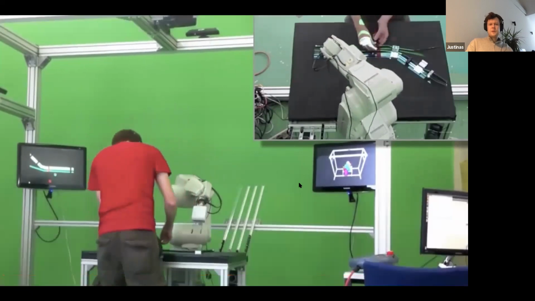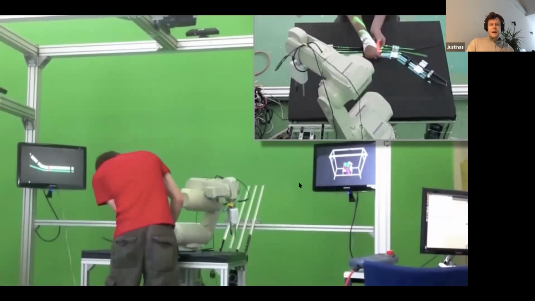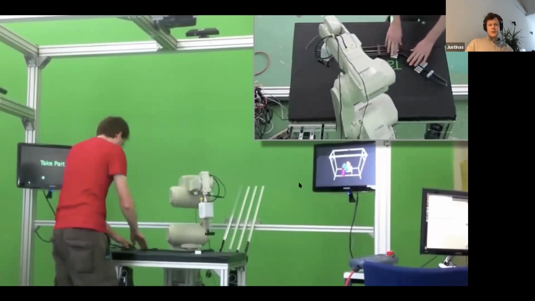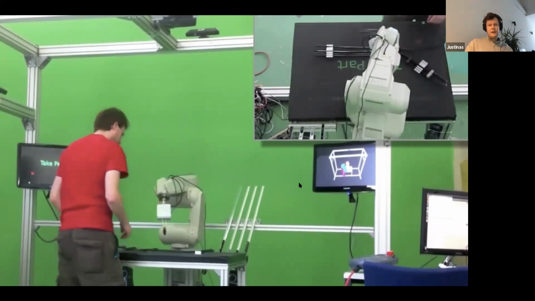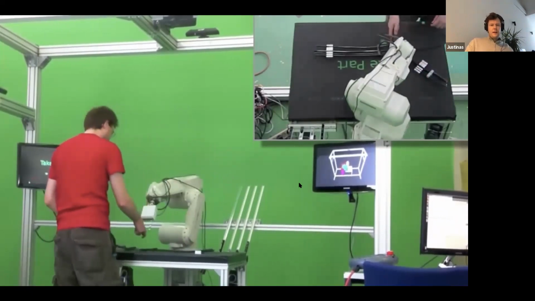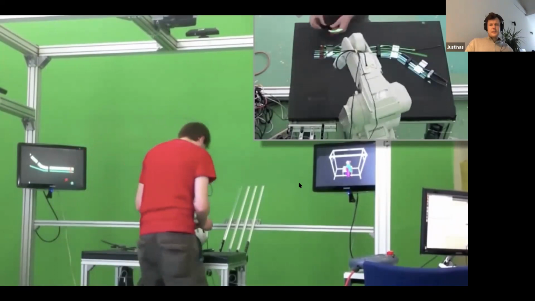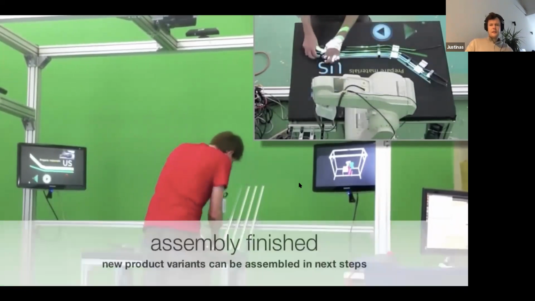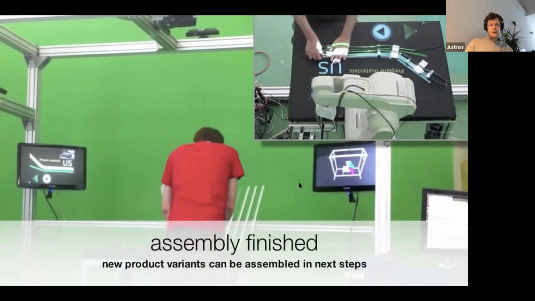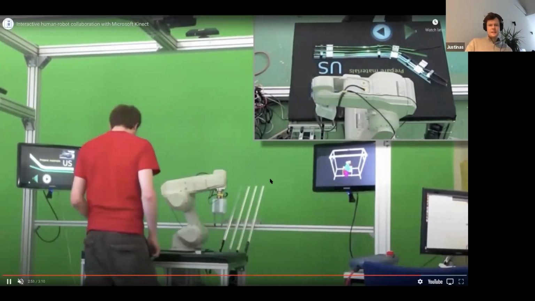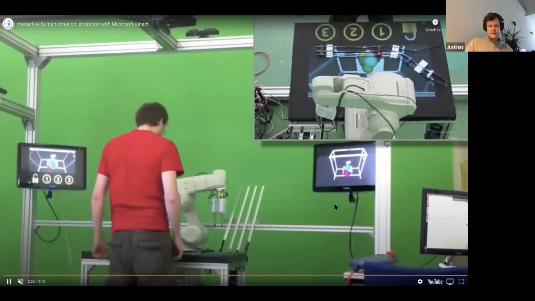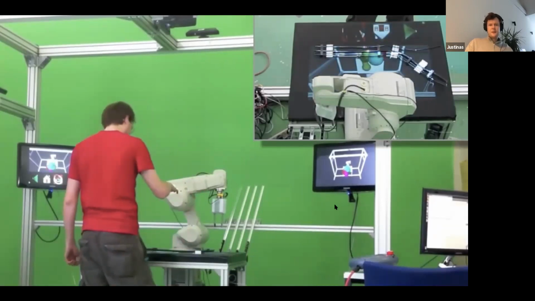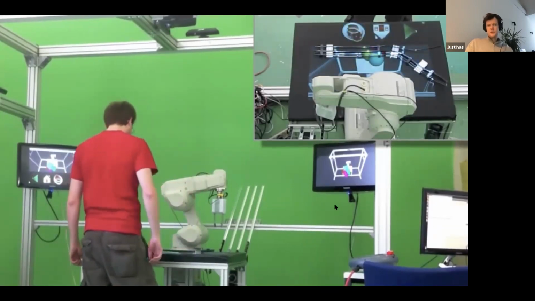So the system is also communicating back over the screen to the human, if it has a certain state, like take part, or where it is at the moment. And of course, it lets the user know when the task is finished, and when the user can start another one. As you can see, gesture control only.